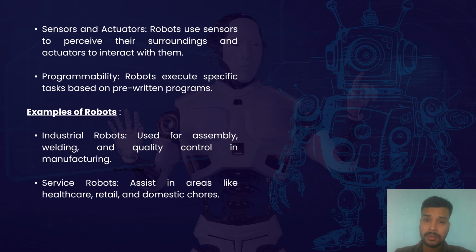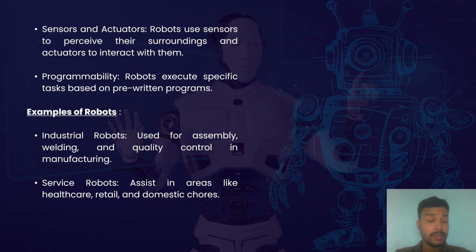Another key component is programmability. What is programmability? Any machinery which runs on pre-written instructions, which are followed by all the machines. This is what a program is. A program is pre-written lines of code or instructions.